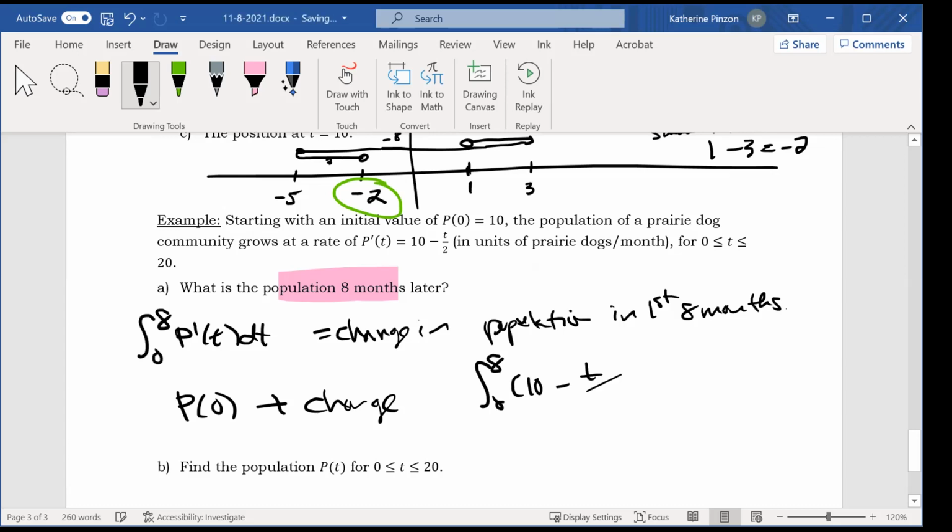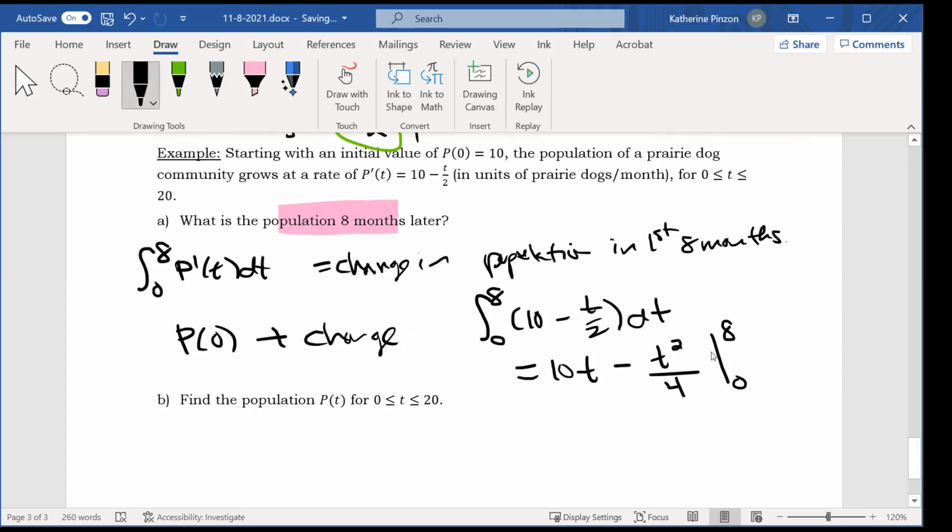10 minus T over 2 dt. Do you remember how to do a definite integral? How do you do a definite integral? Okay, 10t minus, add 1 to the power and divide by the new power. So 2 divided by 2 makes 4. From 0 to 8. How do I do it when it's a definite integral? Plug in 0, plug in 8, subtract. Which one goes first? 8. Yeah, plug in 8, plug in 0, subtract.